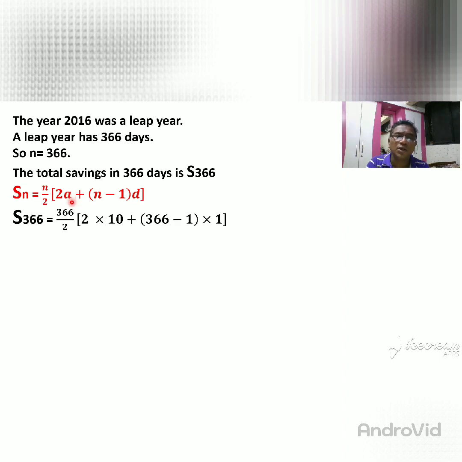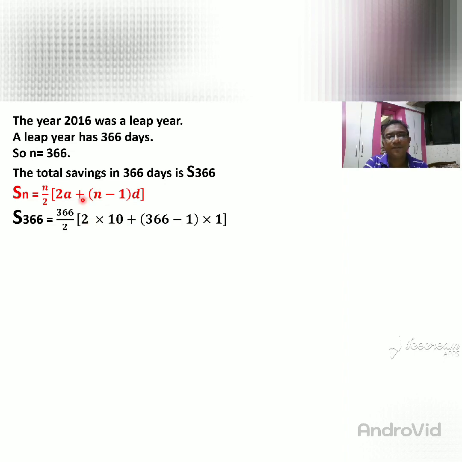Our first term: how much is she saving? She is saving 10 rupees. So here the value 10 is put. So 2 into 10. Do you understand how we get 2 into 10? See, this is the 2a formula. So 2 remains as it is. A means the first day's saving. First day's saving is 10 rupees. So here is 10, so 2 into 10.